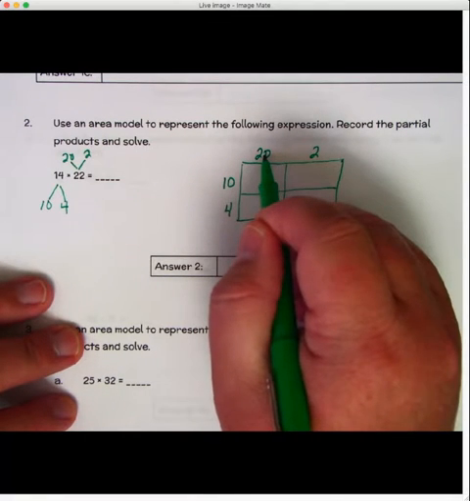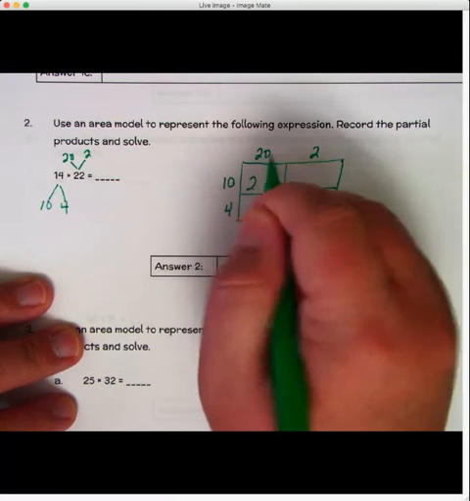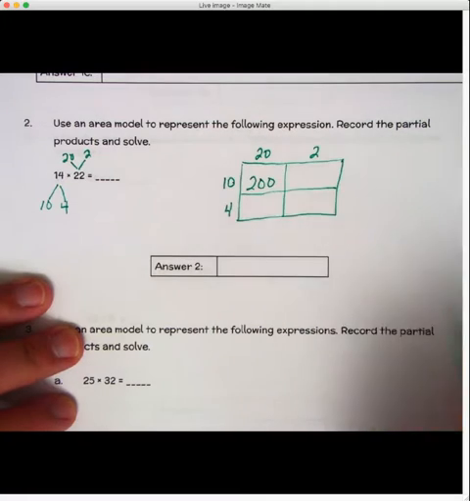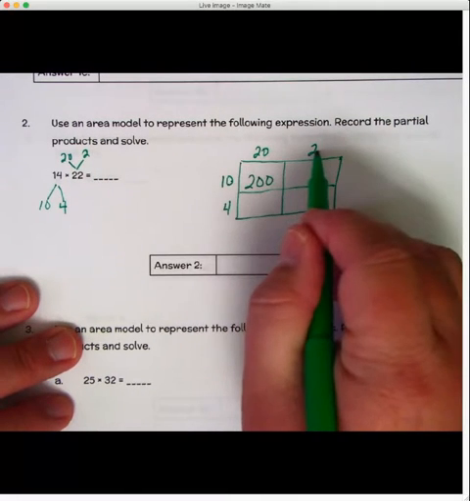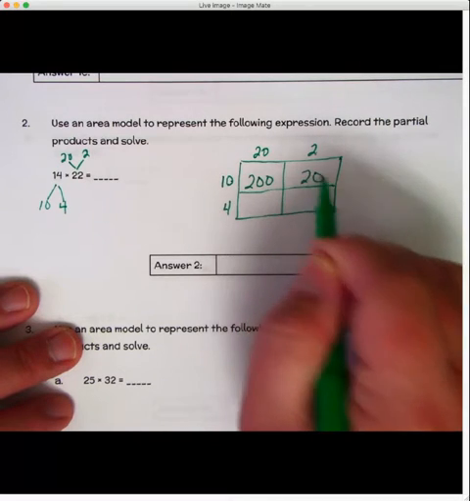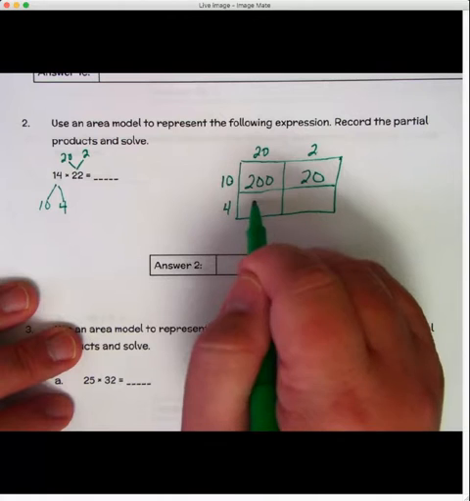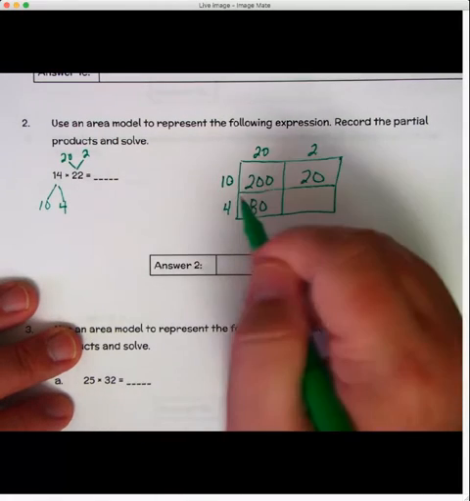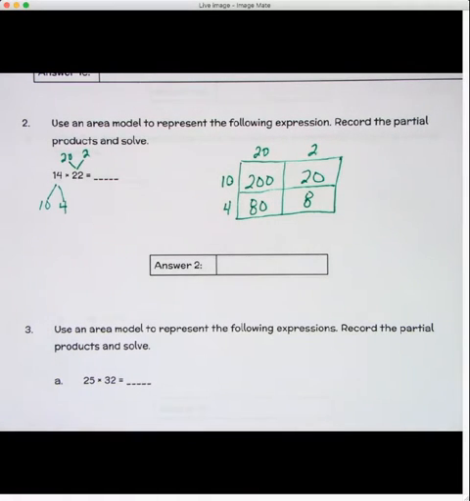10 times 20. Well, that's 1 times 2 is 2, and then add 2 zeros. We know that. Or 10 times 20, we just add another 0 to make it 200. Then we go across, 10 times 2. That's 20. Now we're going to drop down here, 4 times 20. 4 times 2 is 8, and add the 0, 80. And then 4 times 2, 8. Now see how easy those multiplication problems were?